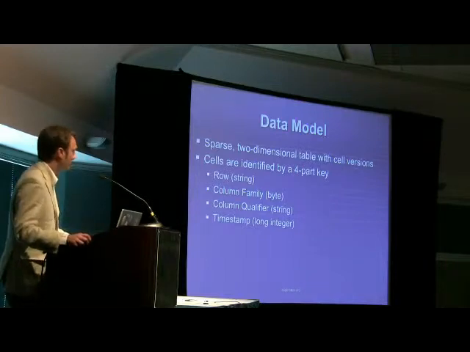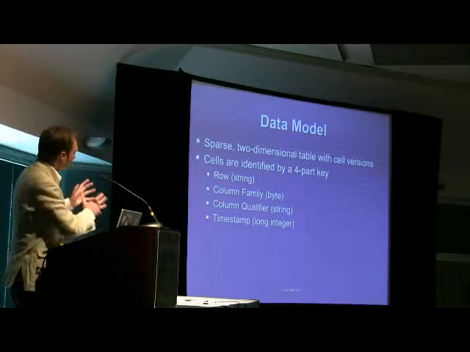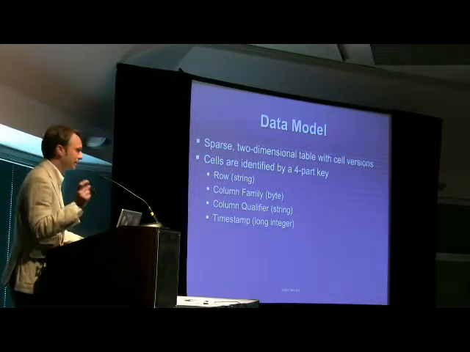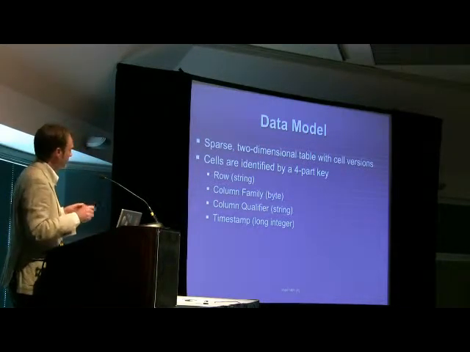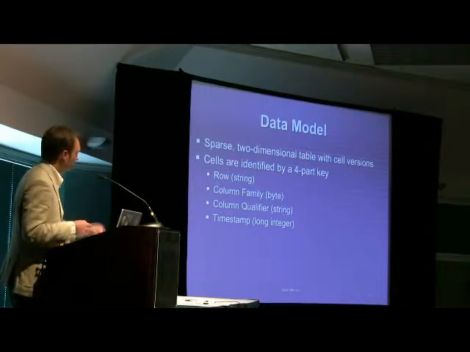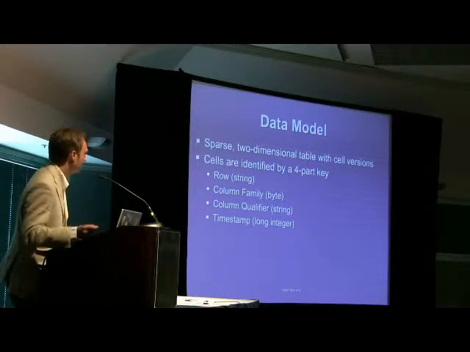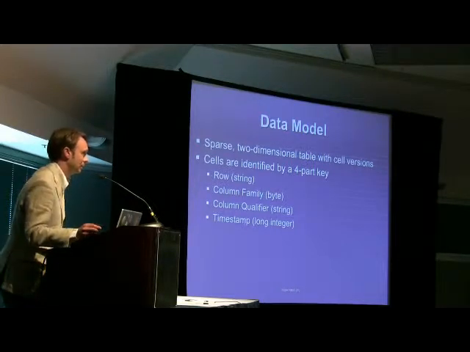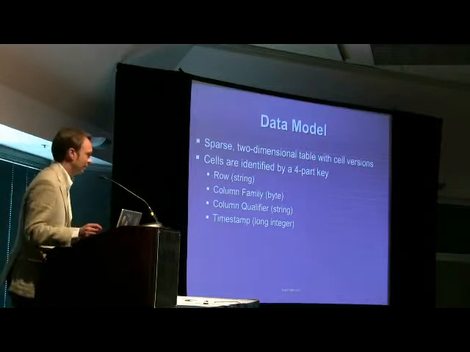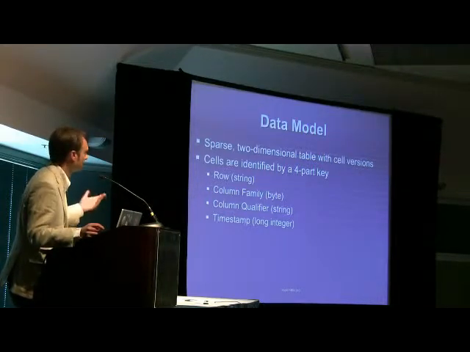Okay, so the data model. Data in Hypertable conceptually is a sparse two-dimensional table where each cell in the table can have multiple cell versions. And each cell in the table is identified by a four-part key. The first part is the row key, and that's just a null-terminated string. The second part is the column family. And the column family is somewhat analogous to a traditional database column. It's represented as a single byte, so there's a limit of 256 columns. And this is something that's defined a priori at table creation time. It's part of the schema.